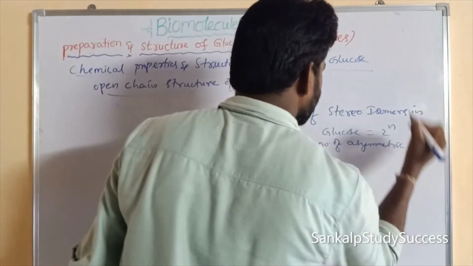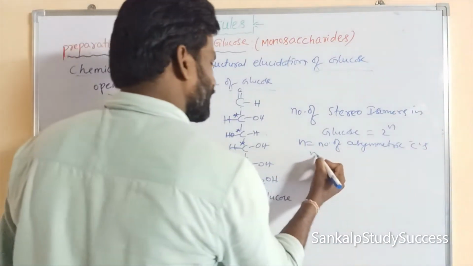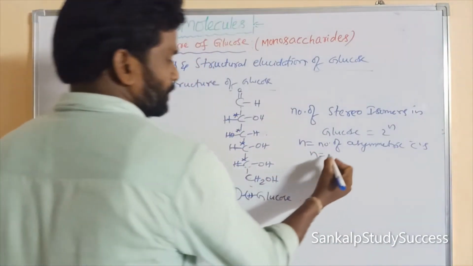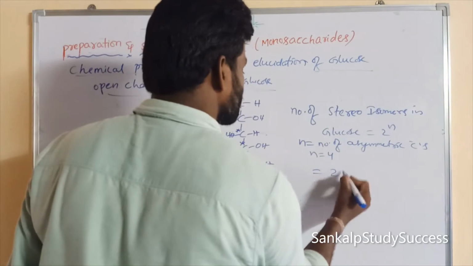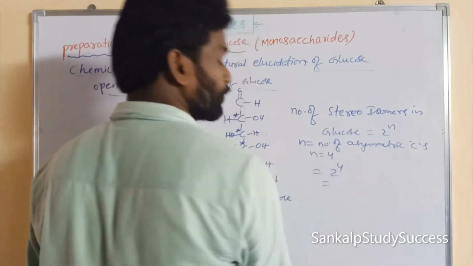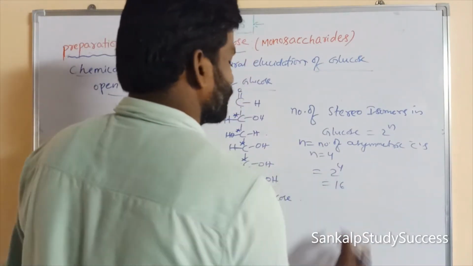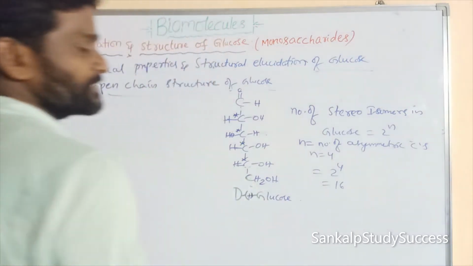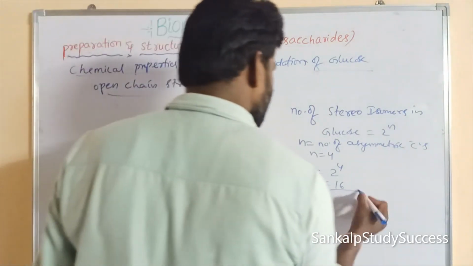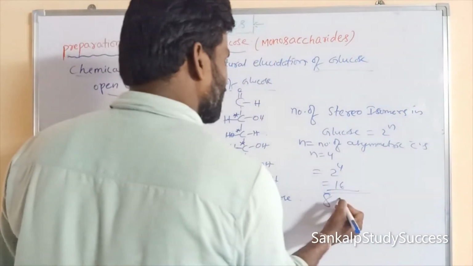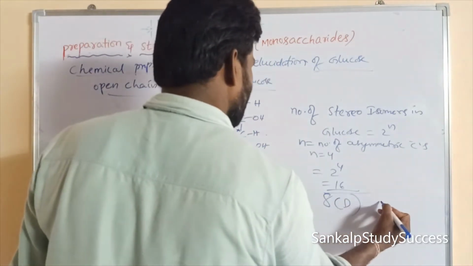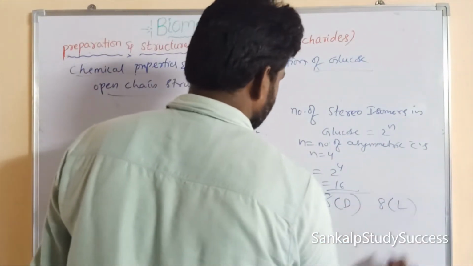Right, asymmetric carbons. So here n is equal to 4. So the number of stereoisomers is equal to 2 to the power of 4, which means 16. So 2 to the 4, 4 to the 8, 8 to the 16. Of the 16 isomers, 8 belong to the D series and 8 belong to the L series.